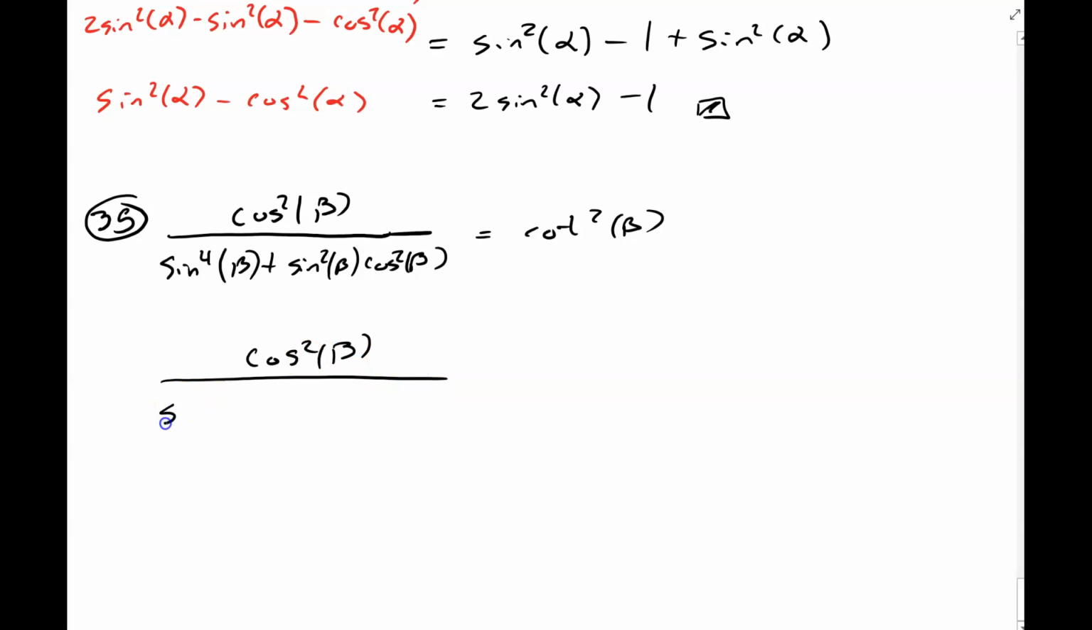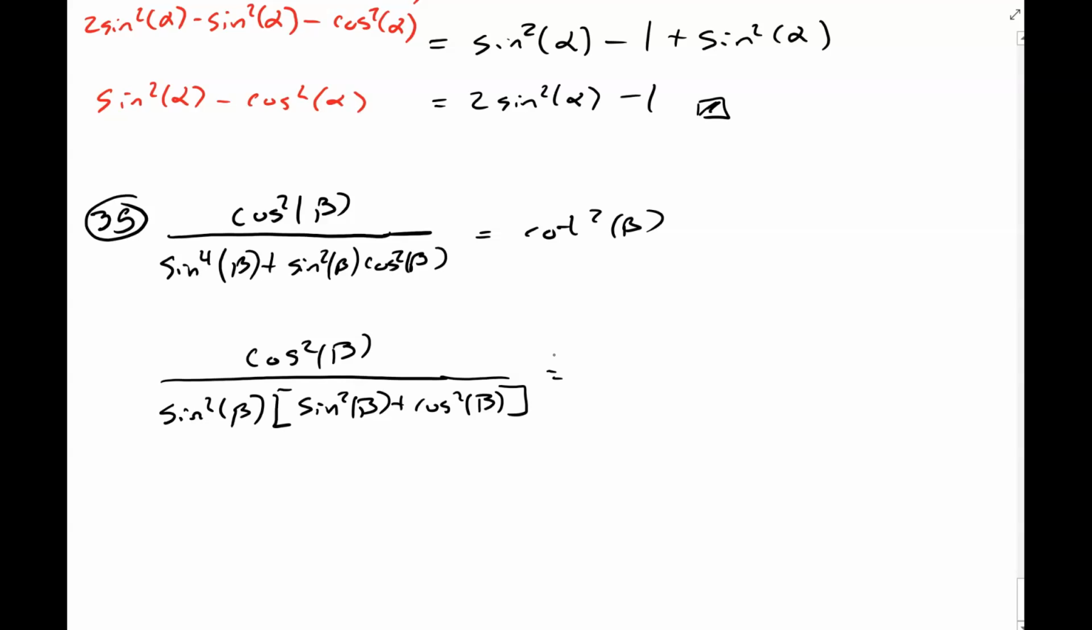So notice in the denominator, we have 2 terms. Each of them has a sine squared in it. So when I take that out, I get that. Which at this point you should go cha-ching. What do you see here? Look for it.